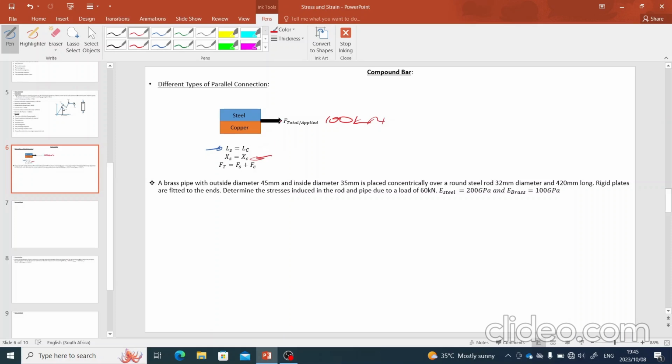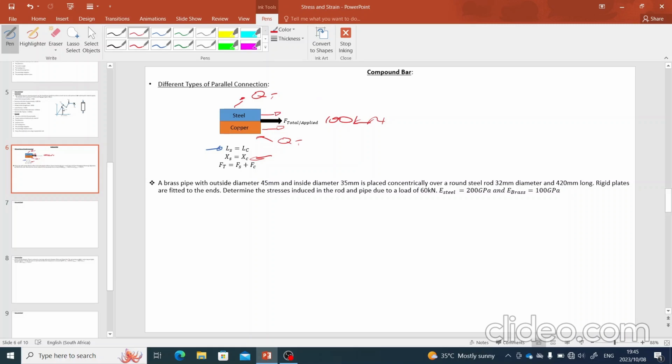Meaning, if the tensile force is applied, the steel will elongate and the copper as well will elongate. But look at how they are elongating. They are moving away from each other as a result of the applied force. It means the stress under this steel is tensile stress, and the stress under this copper is also tensile stress, because there is a force pulling away from the object.